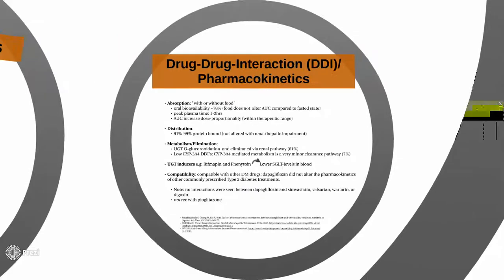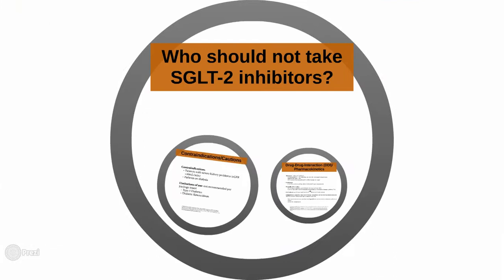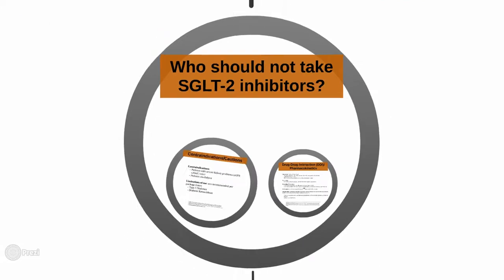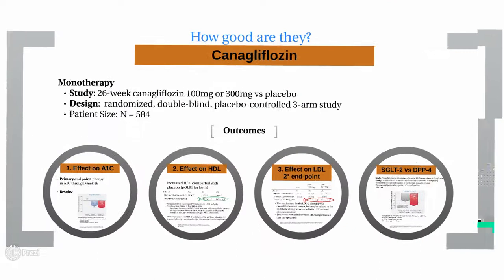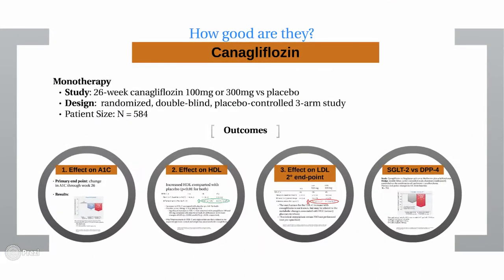So let's go into, now we're going to swing over to one of the treatment arms. To the left, you're going to see canagliflozin. To the right, you're going to see dapagliflozin. We're going to start out with canagliflozin and go into some of the raw data and clinical trials that we see with these drugs. So first one is canagliflozin.